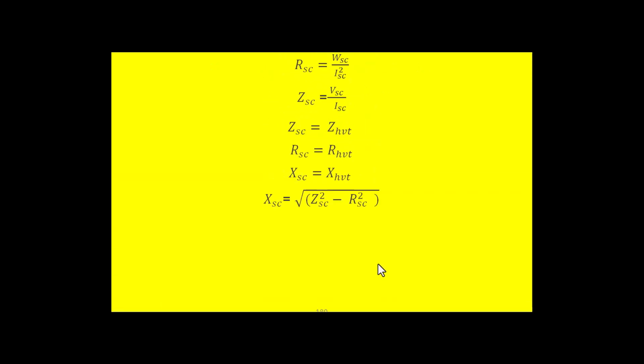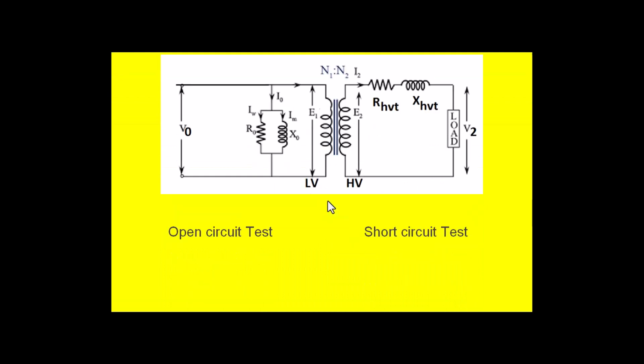So once Zsc, Xsc and Rsc are known, the equivalent circuit can be drawn like this. Look at this. Whatever values are calculated, Rsc and Xsc, can be shown in the circuit for the HV side. And this is E2, and this is the load, and the load terminal voltage is V2.